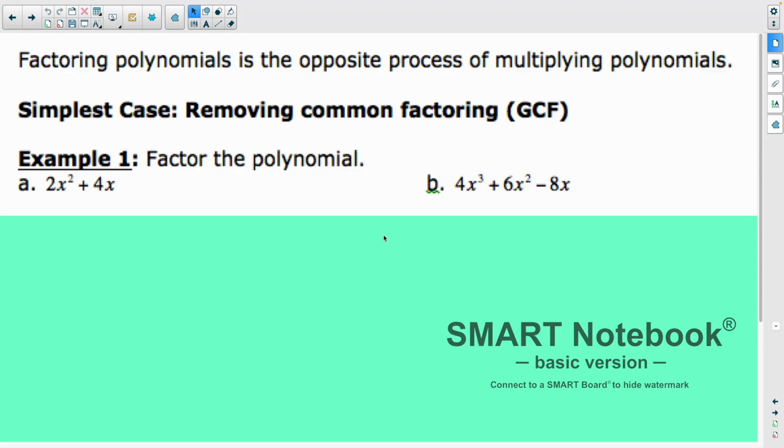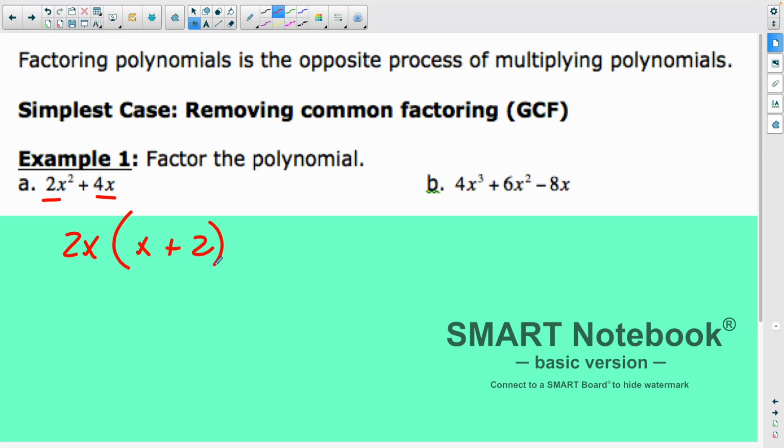Now the first rule of factoring is looking and trying to remove the GCF, the greatest common factor. So if I was going to look at these two right here, they share a 2 in common, they share an x in common, so I'm going to factor out a 2x. I'm going to put it out front. If I divide by 2x, I'm left with x in this one. So 2x squared divided by 2x is x. 4x divided by 2x is 2. So now I have it factored. I have it into its two factors.